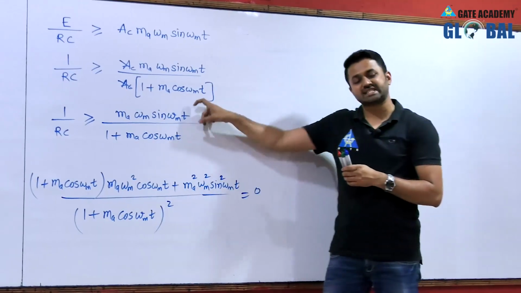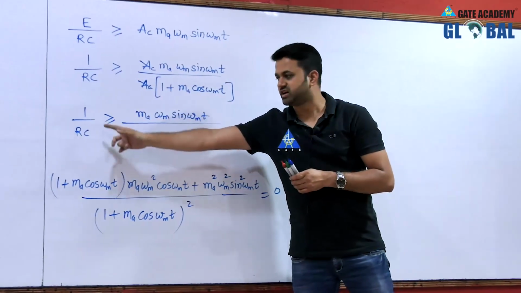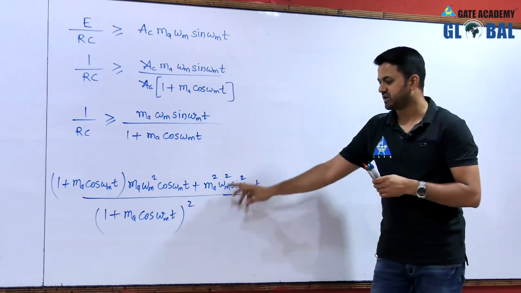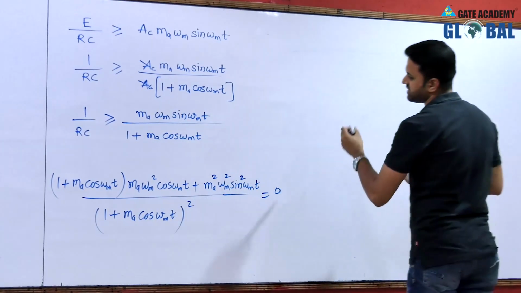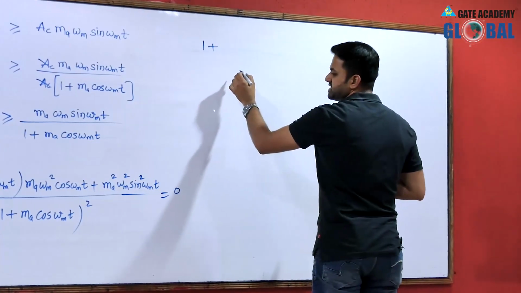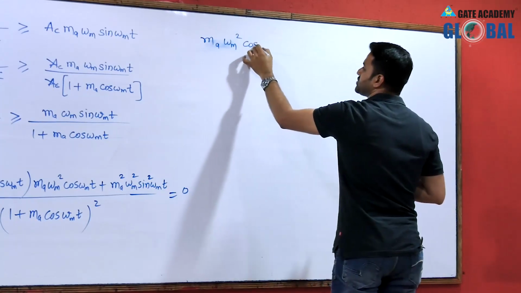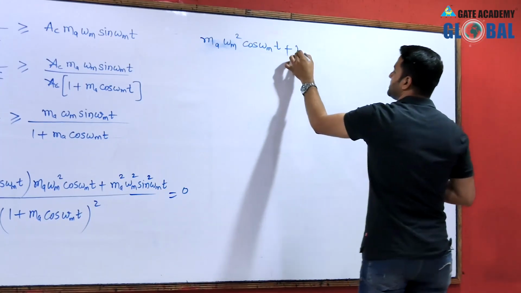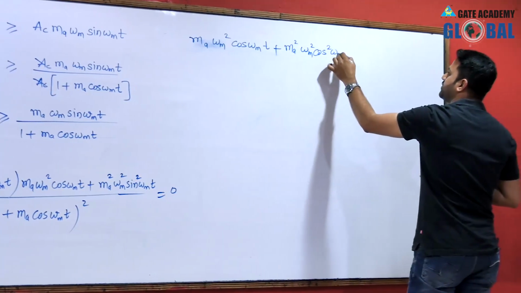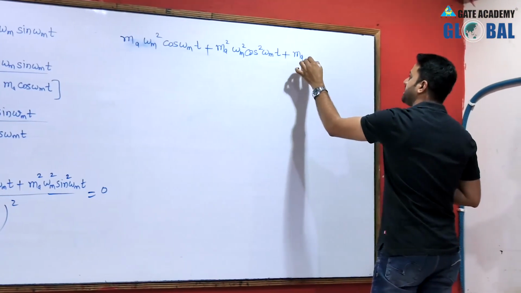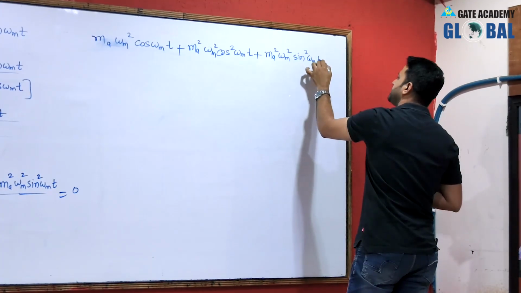So, to calculate this maximum value of the right hand side, because whatever will be the maximum value, above it there should be a value of 1 upon RC. So we will differentiate and equate it to 0. When we solve this, we will get some condition. This is 1 plus or MA omega m square cos omega mt plus MA square omega m square cos square omega mt plus MA square omega m square sin square omega mt equal to 0.